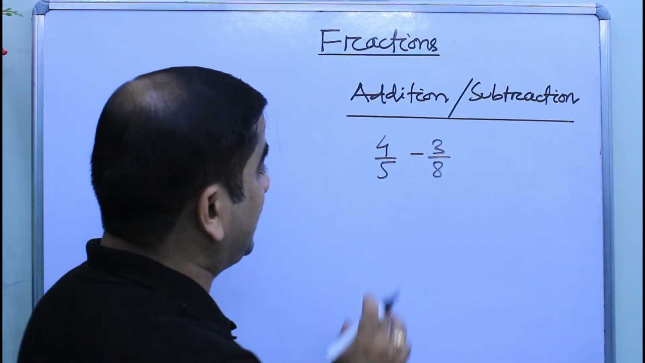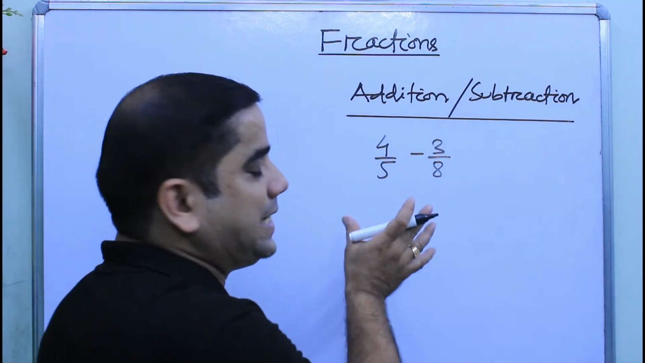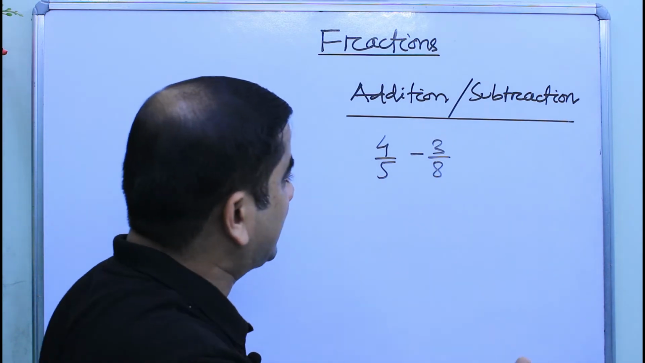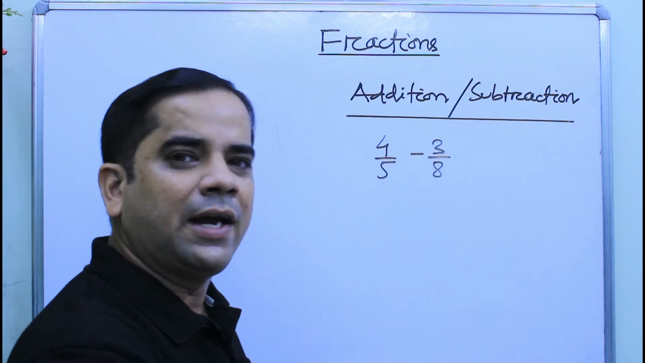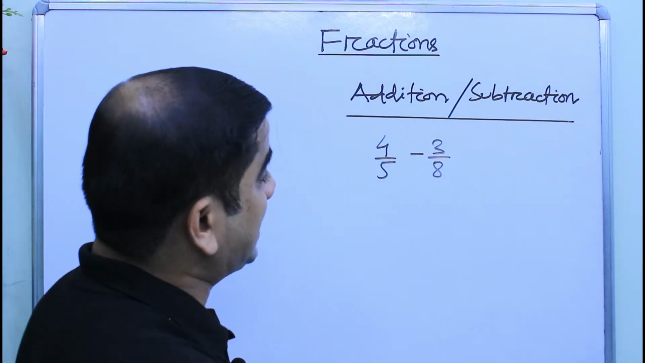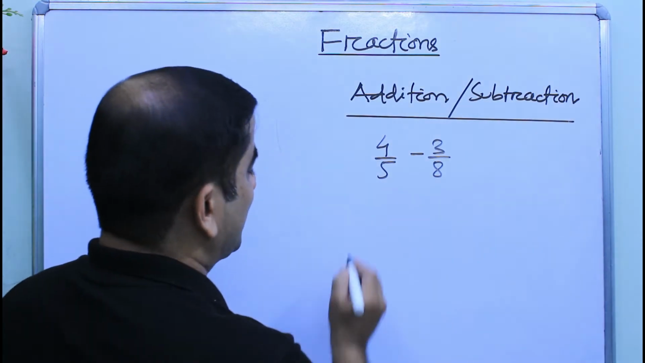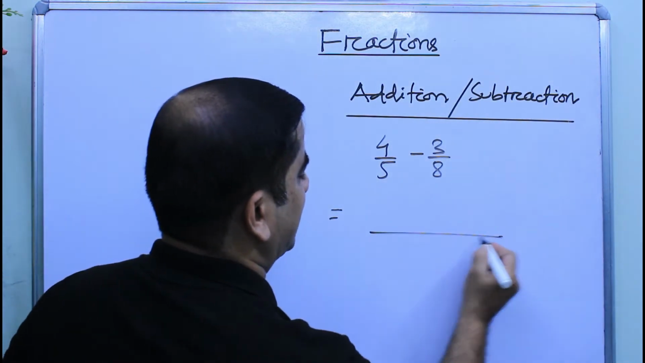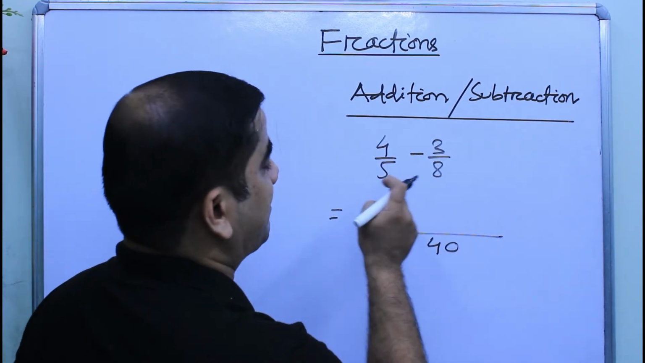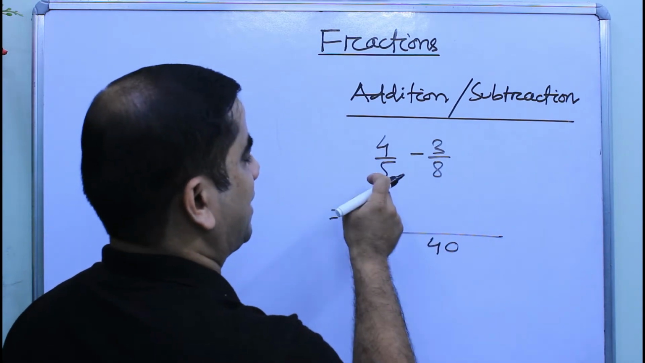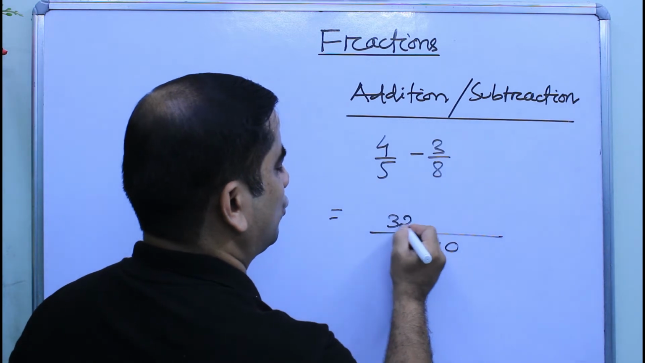So what we need to do? We need to find the LCM of 5 and 8. We need not show the LCM here. We can do it roughly and then we can place the LCM wherever required. So what is the LCM of 5 and 8? That is nothing but 40. So we need to write the LCM as the denominator. Now LCM divided by the denominator, 40 divided by 5, that is 8. 8 into 4, that is 32.